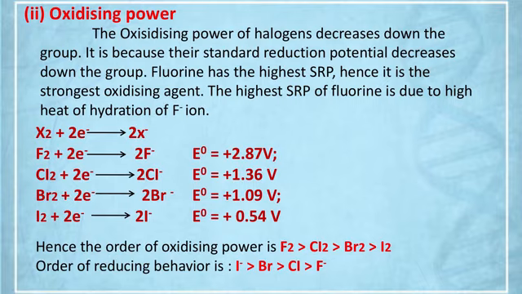This is a very important property. All these values are displayed on the TV screen. The reduction potential of fluorine is 2.87, chlorine 1.36, bromine 1.09, iodine 0.54 volt. So fluorine, with the highest value of reduction potential, is the strongest oxidizing agent.